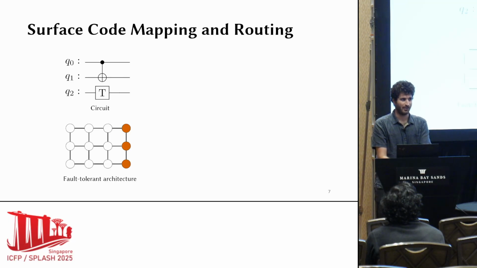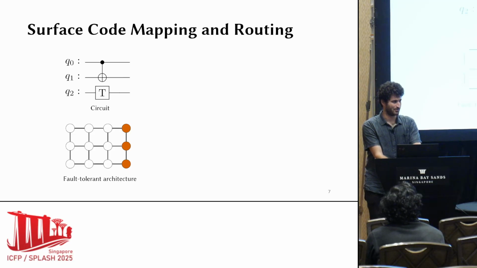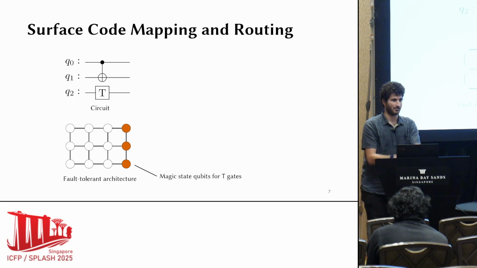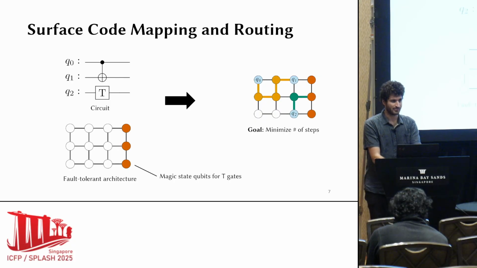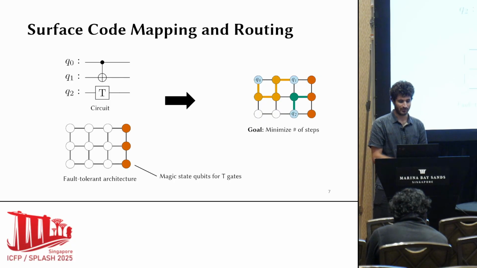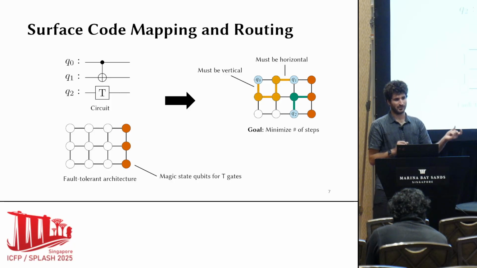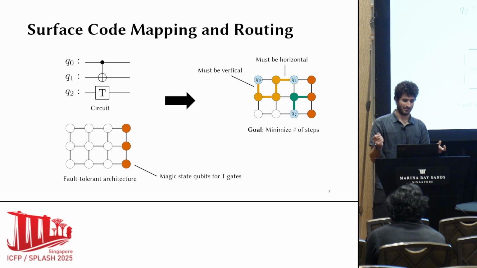And then we also have some architecture that we'd like to execute the circuit on with certain distinguished vertices, which again are the routing endpoints for those T gates. And our goal is to find one of these schedules for executing the gates, and we want to minimize the number of time steps. And additionally, a small detail is that there's some constraints on the last edges of these paths. On one end, they need to be vertical, on the other end, they need to be horizontal.